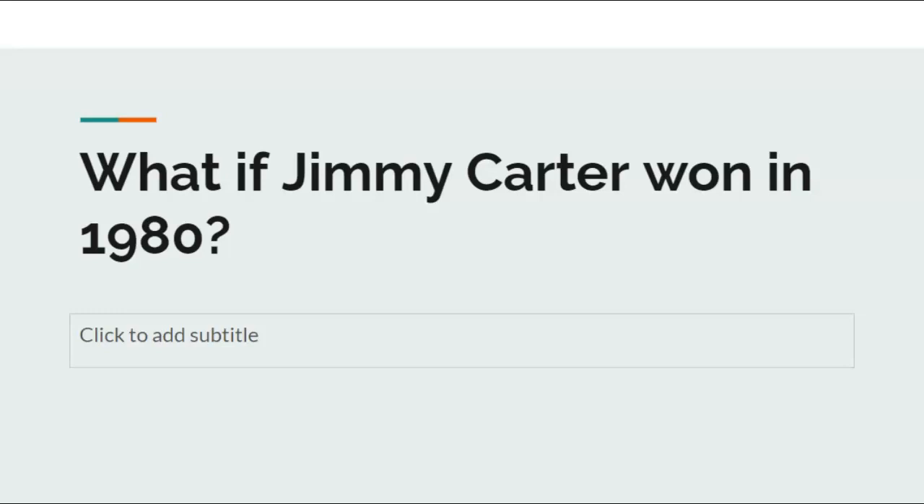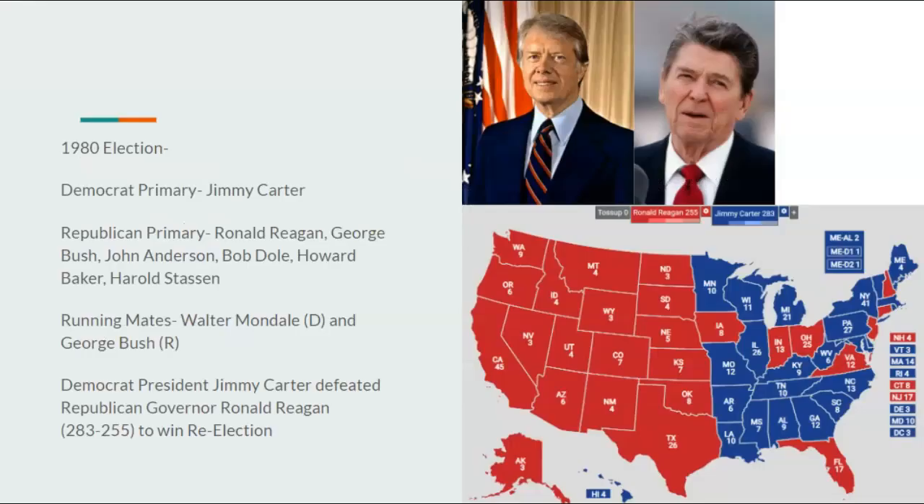Hello everybody, welcome back to a brand new video, and today we are doing what if Jimmy Carter won re-election back in 1980, defeating Ronald Reagan. So we had to do a lot, and when I mean a lot, of changes to the map. It's weird. But here you go, in the 1980 elections. Of course, nothing changes except the map. Jimmy Carter defeats Ronald Reagan 283 to 255 to win re-election.